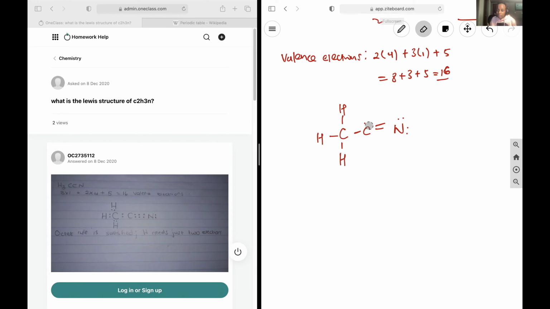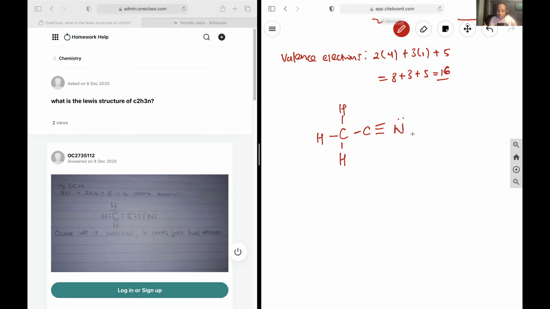2, 4, 6, 8. Yeah. And then let's see, 2, 4, 6, 8, 10, 12, 14, 16, 18. So we're still going to be 2 over. So we can deal with this by getting rid of those 2 and having a double bond like that. Another bond like that. So 2, 4, 6, 8, 10, 12, 14, 16. Perfect. All of them are accounted for.